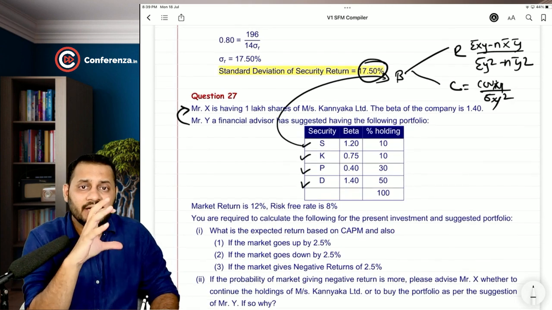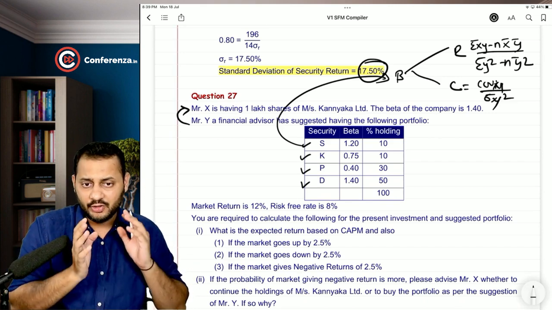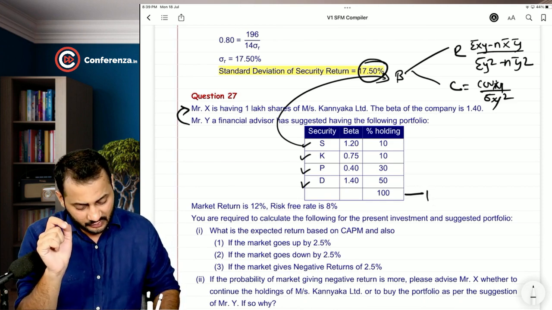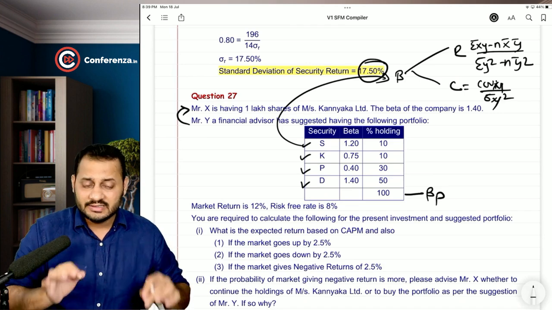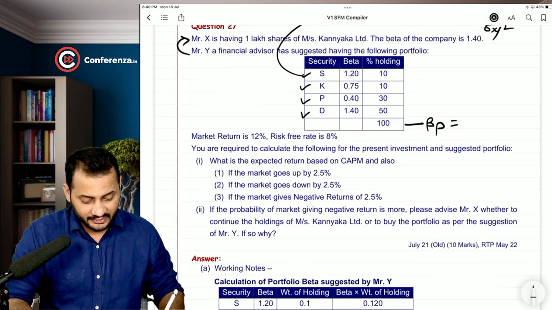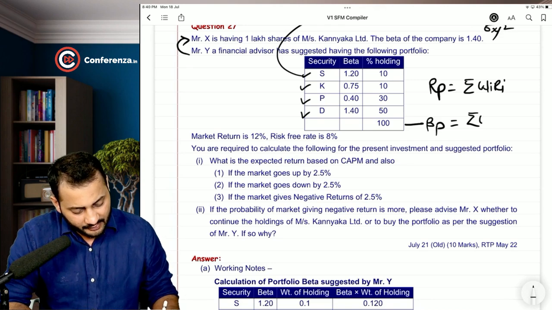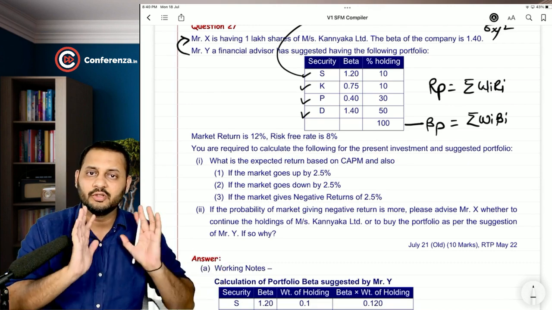But when you create a portfolio with multiple securities and you have already calculated the beta of the securities, my question is, what is the portfolio beta? It's very easy. Portfolio beta is just like calculating portfolio return. It is nothing but the weighted average. How do you calculate the portfolio return? Summation of weight i Ri. In the same manner, summation of weight i beta i. Portfolio beta will be there.